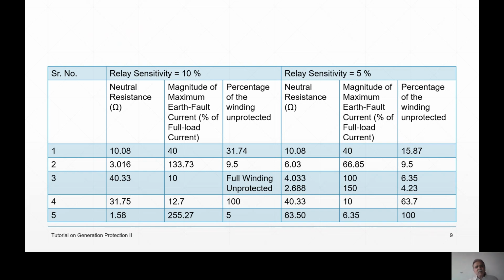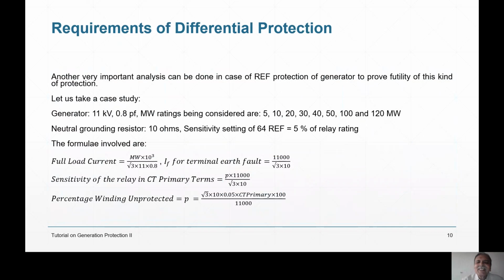You see, if you see the table, you are caught into the same problem. The conclusion is REF protection cannot be used to detect the earth faults in the generator.